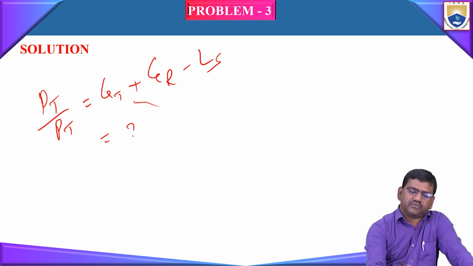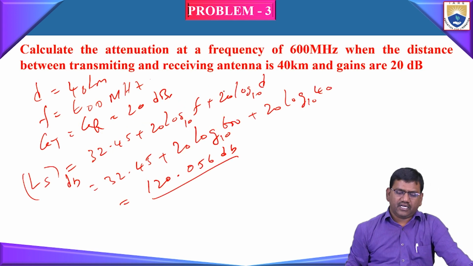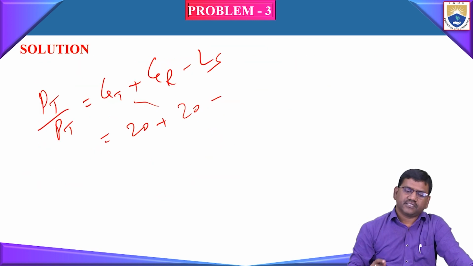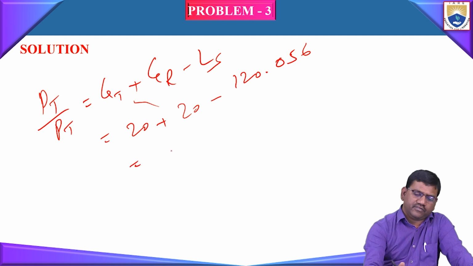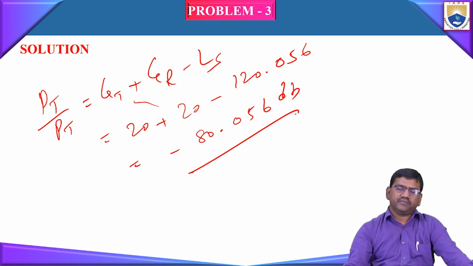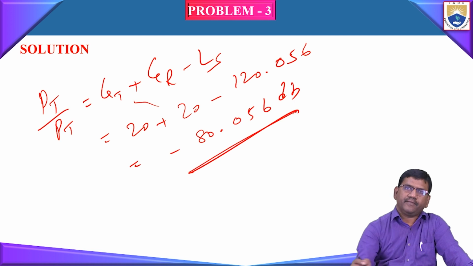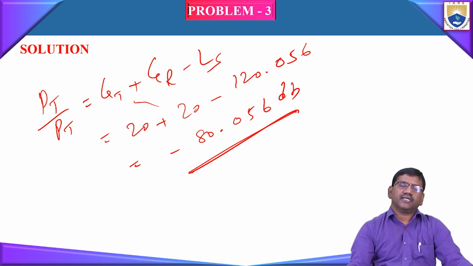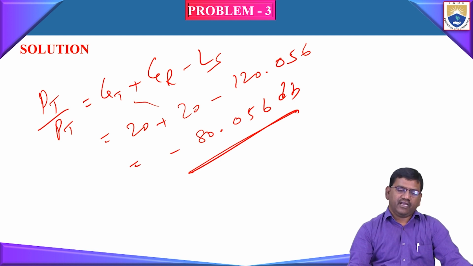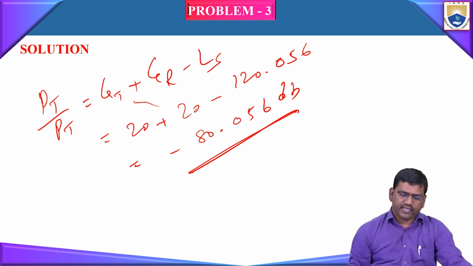So GT is given as 20, GR is given as 20, and LS, which we just calculated, is 120.056. If we simplify, you will get minus 80.056 dB here. So this negative sign indicates there is a decay, an attenuation of the signal by 80 dB between the two stations.